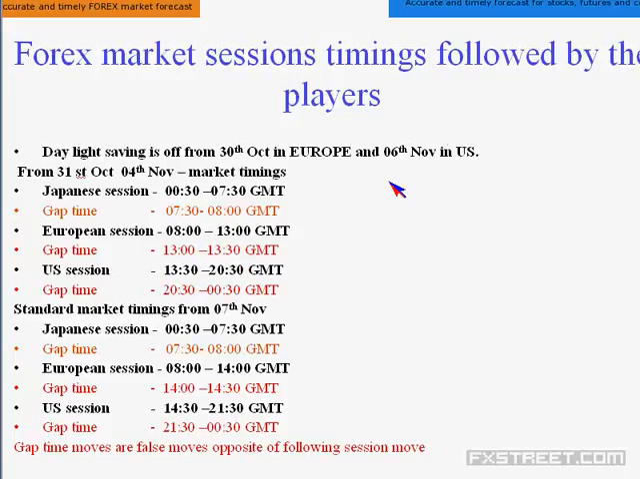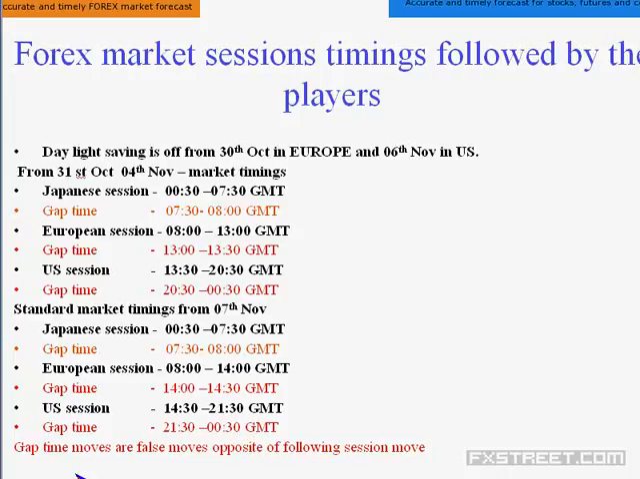After the 6th Sunday, the US also will go off the daylight saving system. Then subsequently you will find the Japanese session starts at 0030 and gets over by 7:30. 7:30 to 8 GMT will be the gap time. 8 to 14 GMT will be the European session. 14 to 14:30 will be the gap time. 14:30 to 21:30 will be the US session. 21:30 to 0030 GMT will be the gap time before the start of the next day.